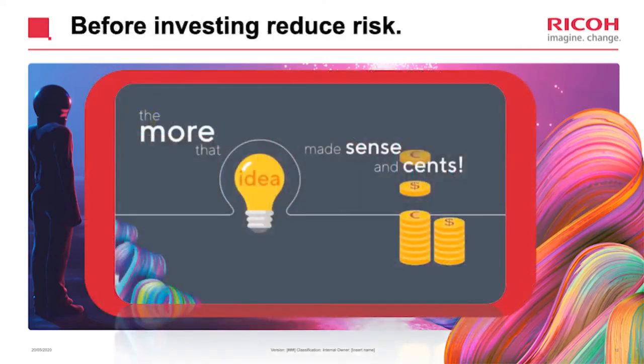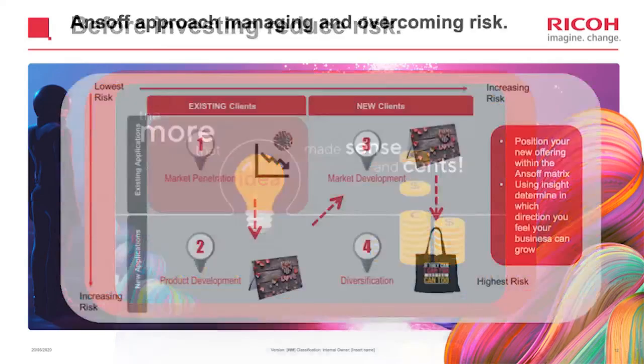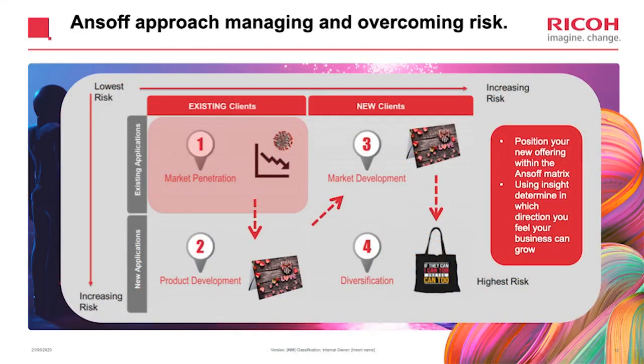So we have an idea which we believe makes sense and will generate income. Now we need to review how we can reduce the risks of failure. To launch our product or service, we need to consider risk and ensure this is removed or managed. A balance between the potential income the opportunity can create and the risk and cost of failure. A tried and tested method is to use the Ansoff matrix.